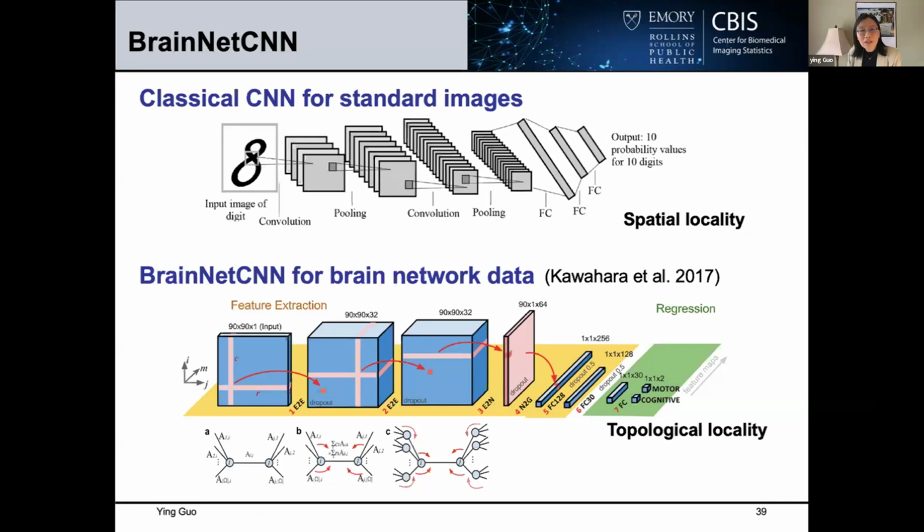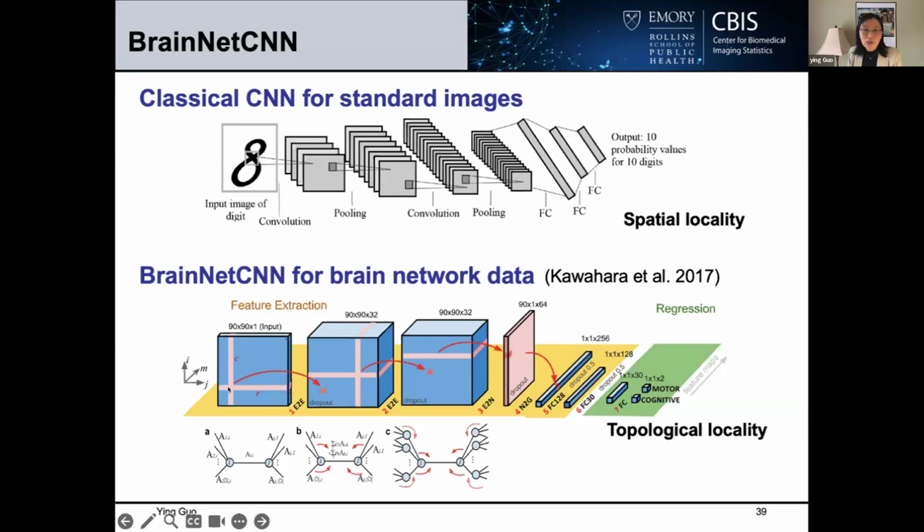So therefore, instead of using the spatial locality that classic CNNs use, BrainNetCNN actually leverages the topological locality between brain edges in the convolution. When you take each element, which represents a connection between a pair of nodes in the brain, and define its neighboring elements, instead of looking just at the elements spatially close to it in this matrix, we look at the edges that have a topological locality with the current edge. Those are the edges that share one of the nodes with the current edge.